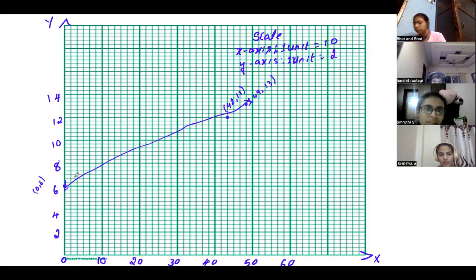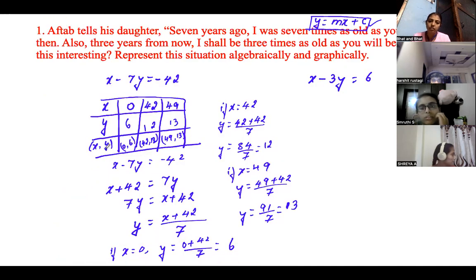Which equation did we plot? Yes, y is equal to (x plus 42) divided by 7, correct? This was the equation, no? Now, in the same way, let us write the coordinates for the other equation, this one.